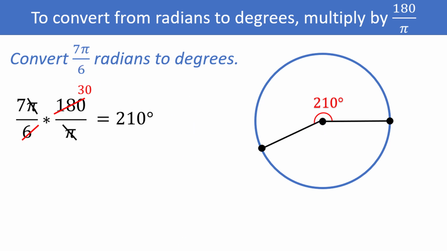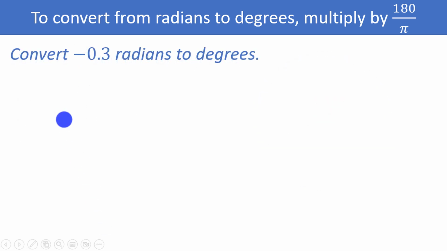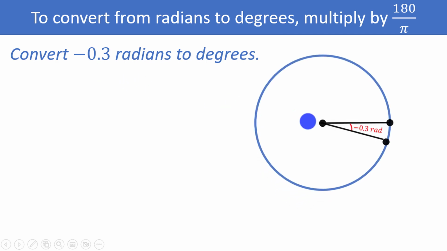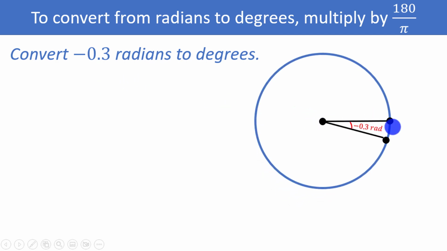All right, let's try another problem similar to this. We are asked to convert negative 0.3 radians to degrees. Now you might be looking at this and wondering, what does it mean to have a negative angle? A negative angle just means that we are measuring clockwise rather than counterclockwise on the circle. So we are measuring down rather than going up.